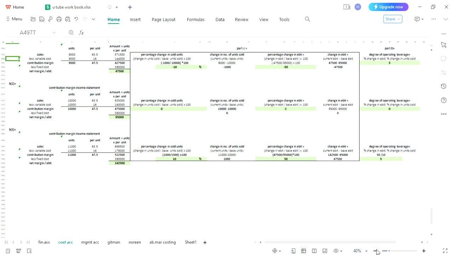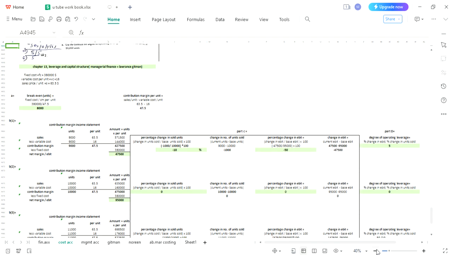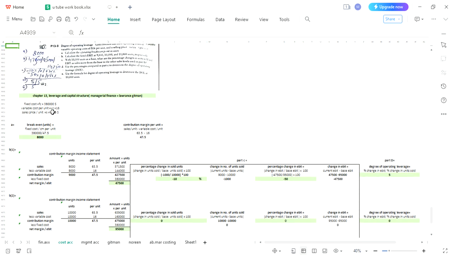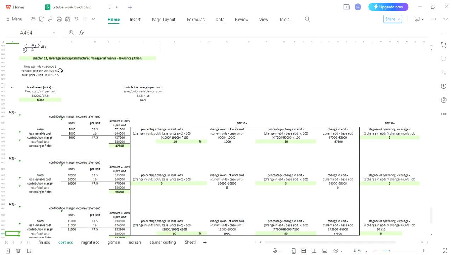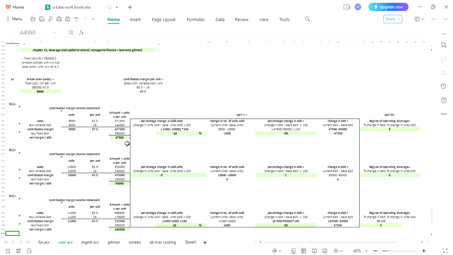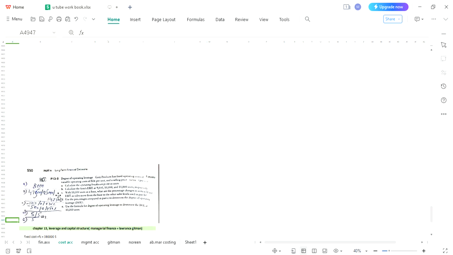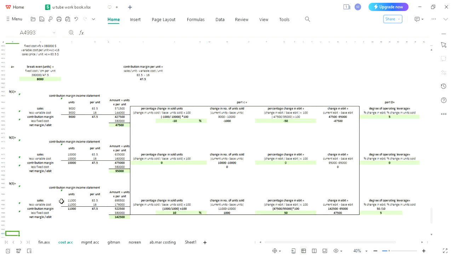So here was your A part which was solved over here. 47.5 was the contribution margin per unit, 8,000 was the answer. And you can see that the first answer was 8,000. And then B 1, 2, 3 parts: 47, 95, 142. I believe that you can see the answers as well. 47,500, 95,000 and 142,400. So please note it down.